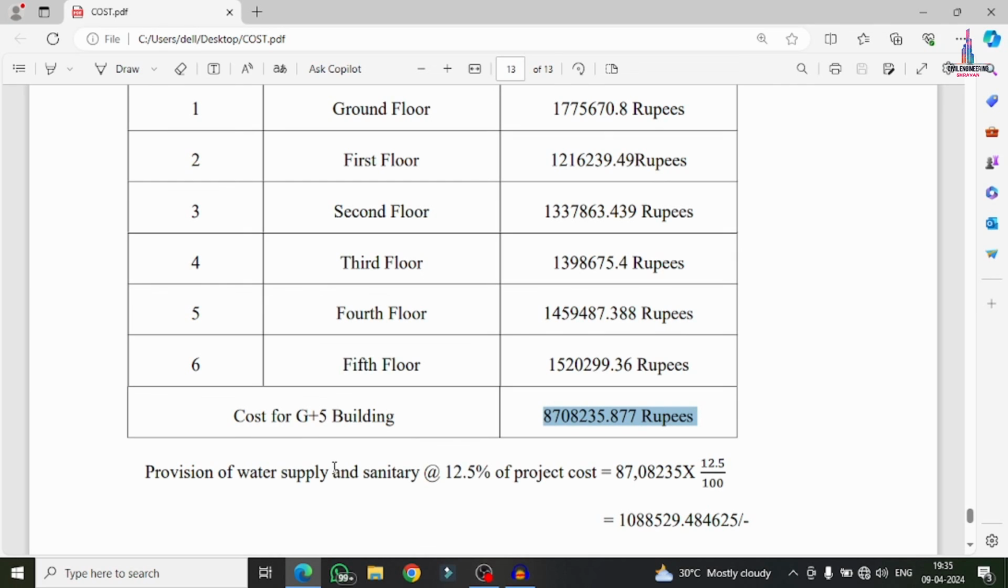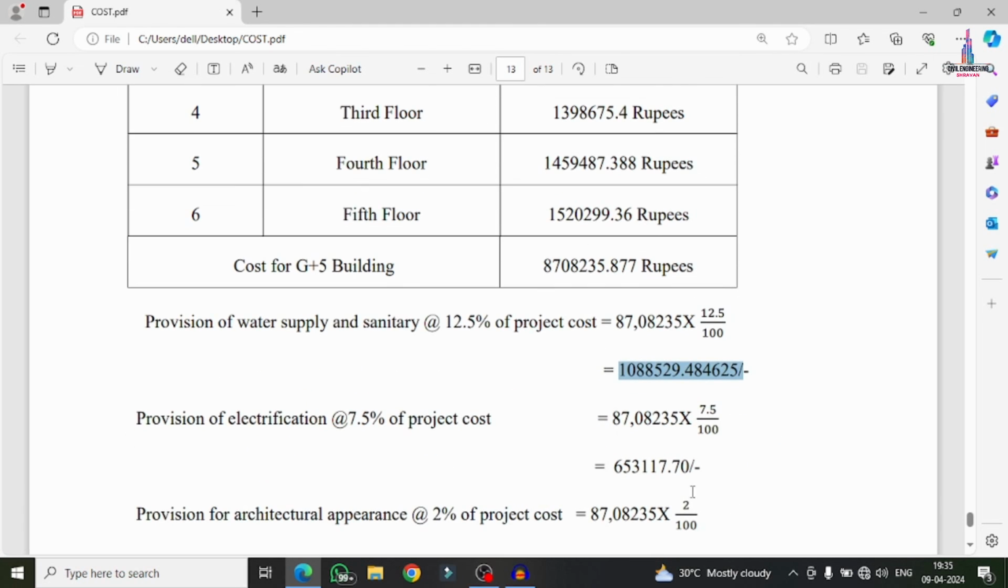For the water supply and sanitary work, we have to consider 12.5%, which is approximately equal to 87 lakhs, 8,235 value into 12.5 by 100, so that we get the value of 10 lakhs 88,000 something here like this. Okay, so we have to consider the electrification as 7.5% of the total cost of the project amount, so that we get 6 lakh 53,000 something here.